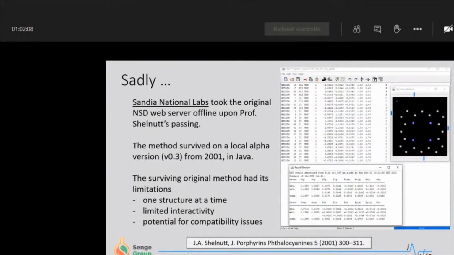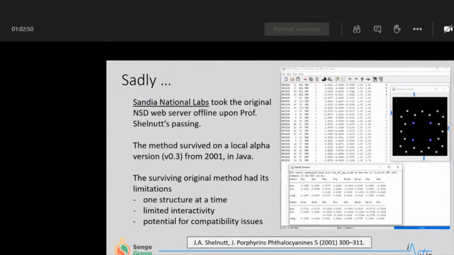Now there's a touch of a hitch. The original NSD program was designed for working on 1 molecule, and most of the original tools were lost when Sandia National Labs took the NSD server offline. And unfortunately, the surviving method is, I'm going to say, a little clunky. And there's the potential for future compatibility issues. So essentially I'm trying to redo this method and re-engineer it so that we can allow for database parsing. We can look at the investigation of different data structures and potentially try and do some of this automatically.